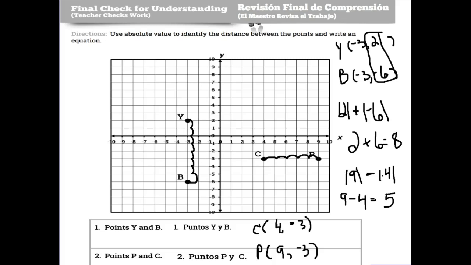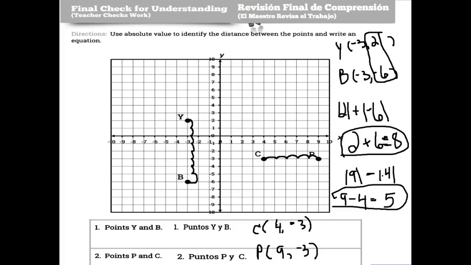So, you have seen several examples. Again, here is your equation. And here is your equation for this one. It's an equation because it has an equal sign. And you are calculating the distance using the absolute values of the coordinate points that change.